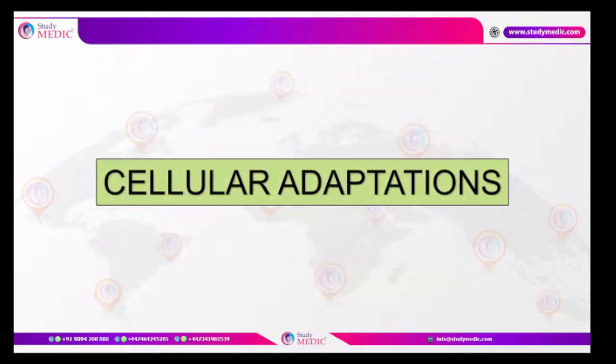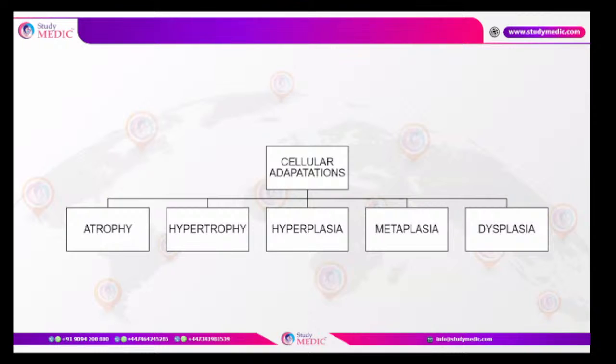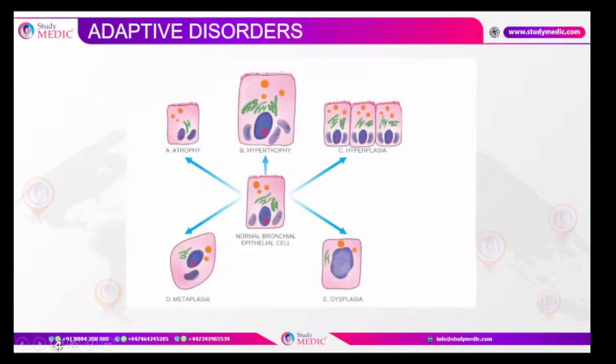So coming to today's topic, cellular adaptations, we will be discussing the different adaptations: atrophy, hypertrophy and hyperplasia, metaplasia and dysplasia. Usually hypertrophy and hyperplasia go hand in hand. As you can see here, the first one is atrophy. In atrophy, the number of cells as well as the size of the cell is found to be reduced. In hypertrophy, the cellular size is found to be increased. And in hyperplasia, the number of cells is found to be increased.